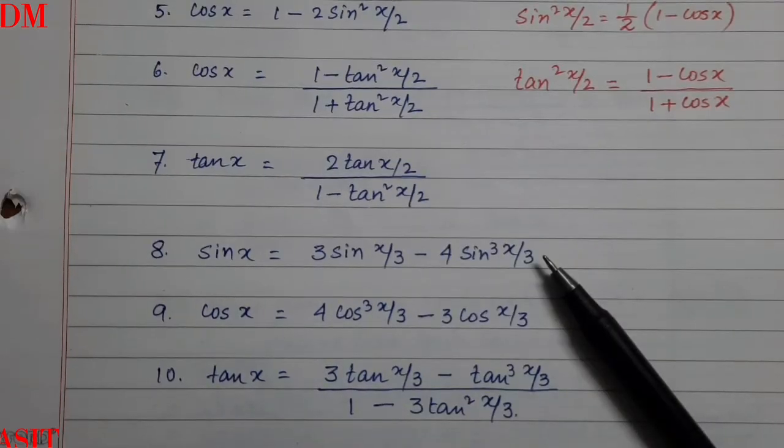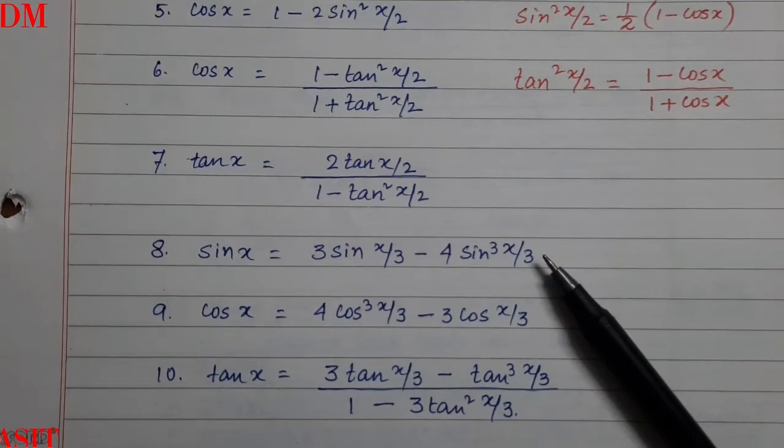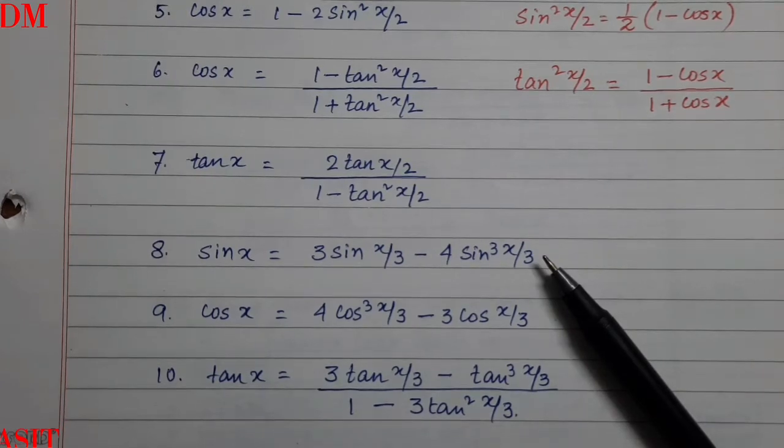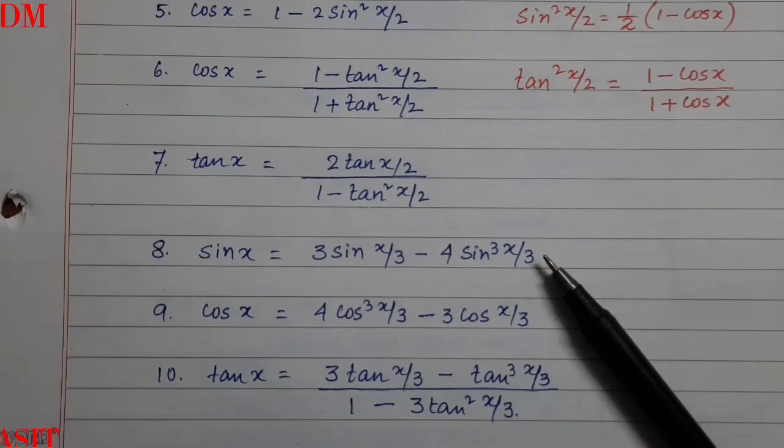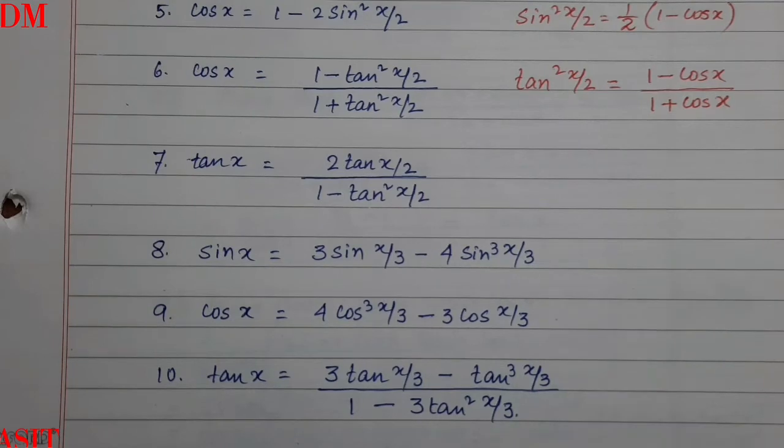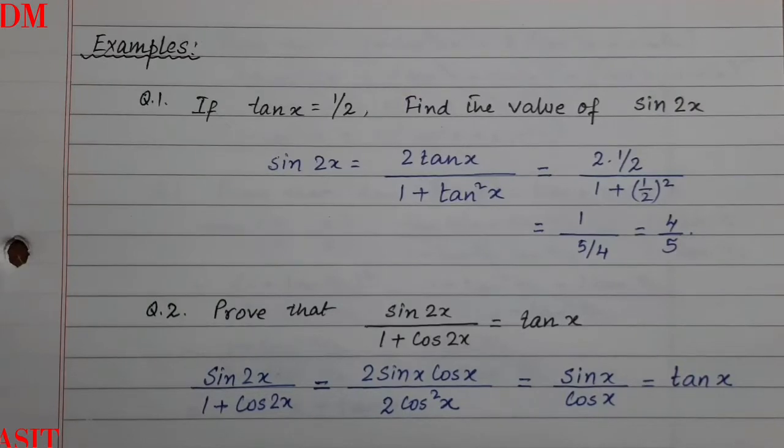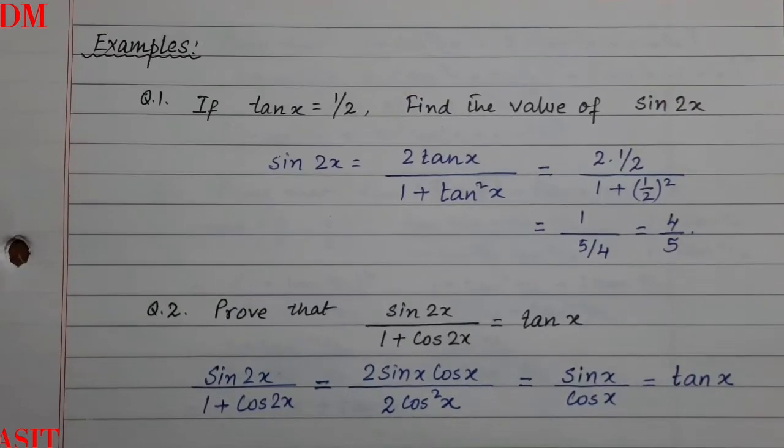Now let us see these last three forms, and this we got from sin 3x, cos 3x and tan 3x respectively by putting x equals x by 3. Hence sin x will become 3 sin x by 3 minus 4 sin cube x by 3, and similarly for cos x and tan x. At the end of the video I will give all these formulas. Now let us see some of the examples.